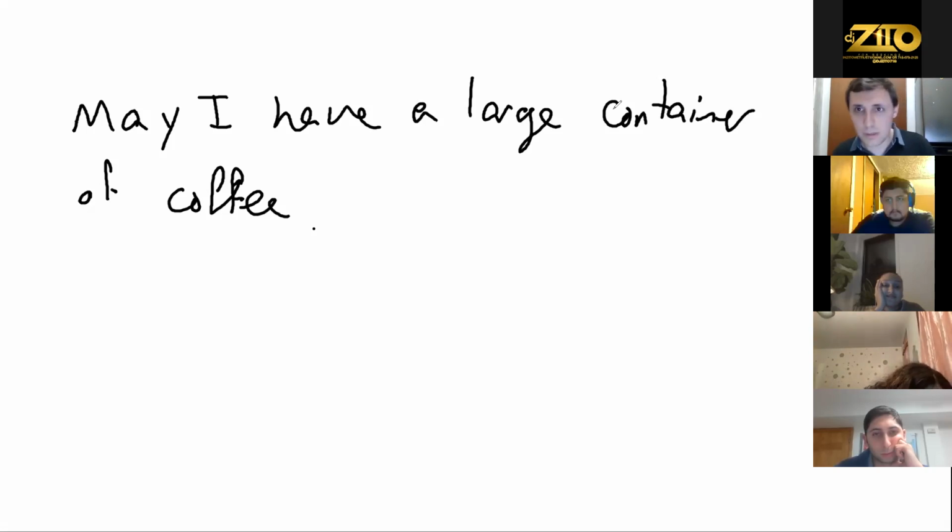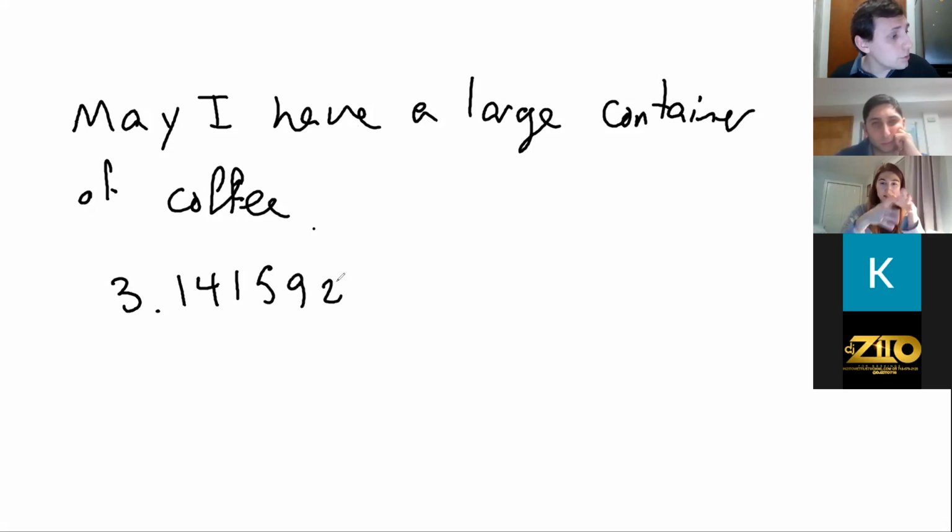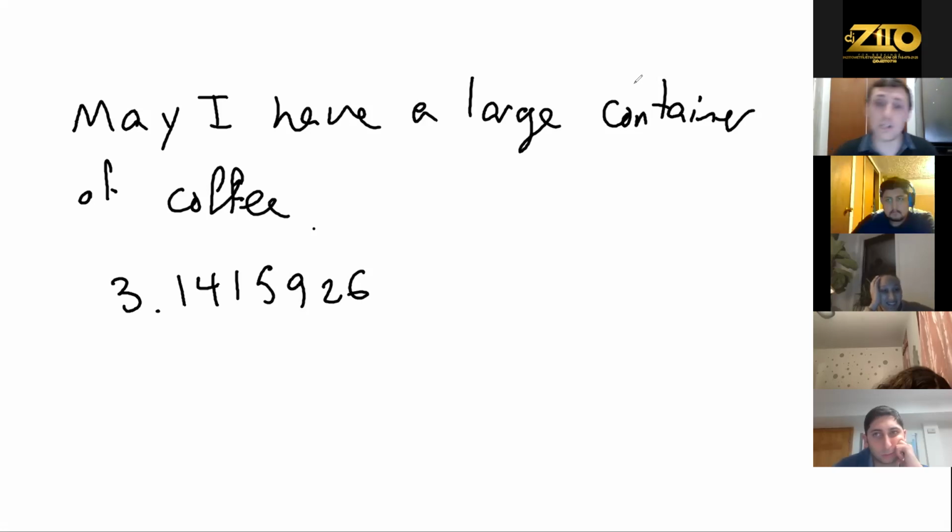You want to know where you use it? Exactly. It's a math class. Do you know why? Look at it: May, it's 3 letters. So it's 3, I is 1, have is 4, 1, 5, 9, 2, 6. This is the expansion of pi. You're welcome. Remember it: may I have a large container of coffee gives you a bunch of digits of pi just for fun, when you're lost without a calculator.